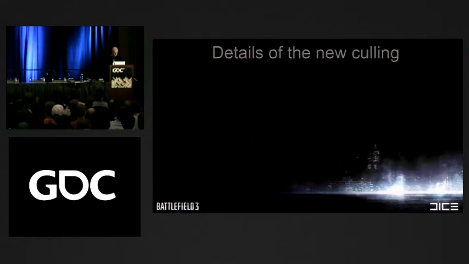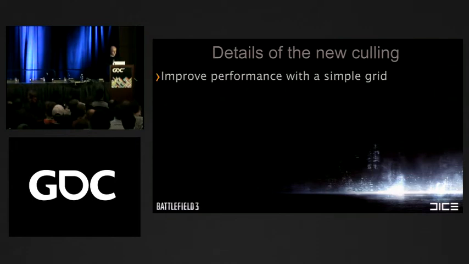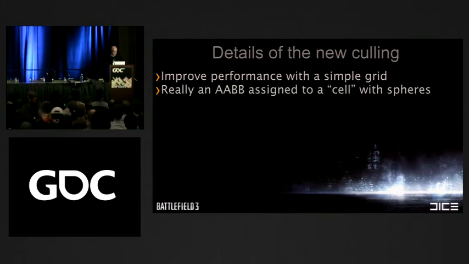So the details of the new Culling. It's even possible to improve the performance even further by having a simple grid. And what a simple grid really means here is that we have an axis-aligned bounding box that is assigned to a cell with spheres. So it's actually no magical structure at all. We just have them inside an axis-aligned bounding box, and then we can arbitrarily place them in the world and just check if we're inside this axis-aligned bounding box. Then we only need to check the spheres inside that one.